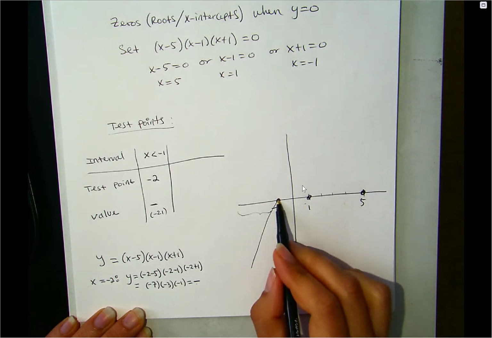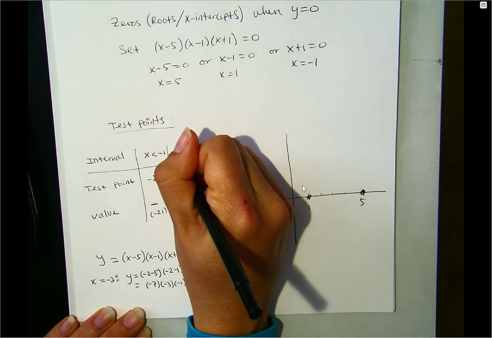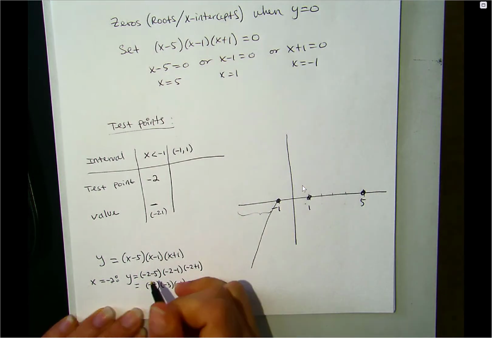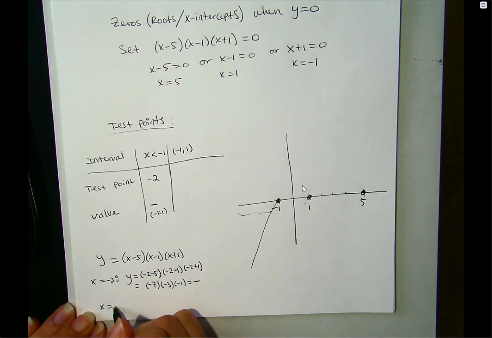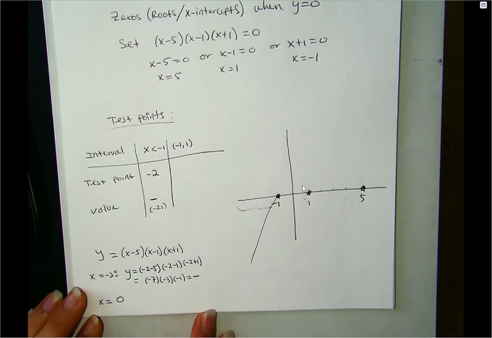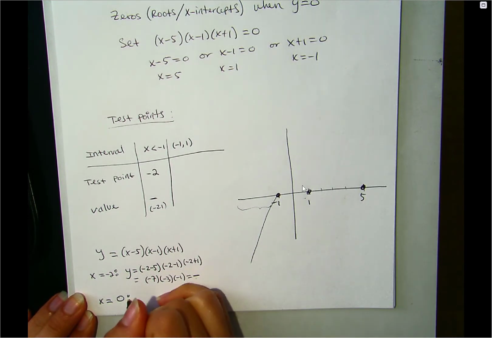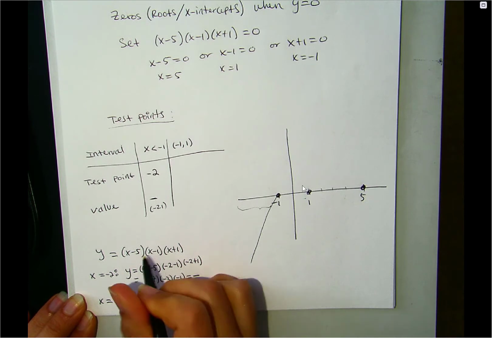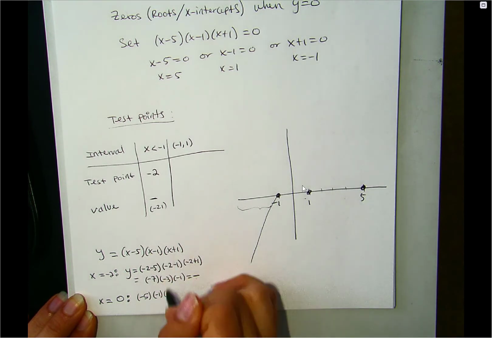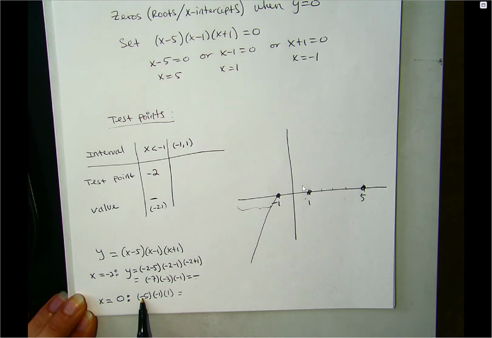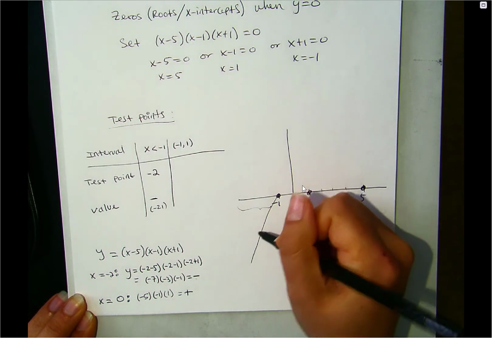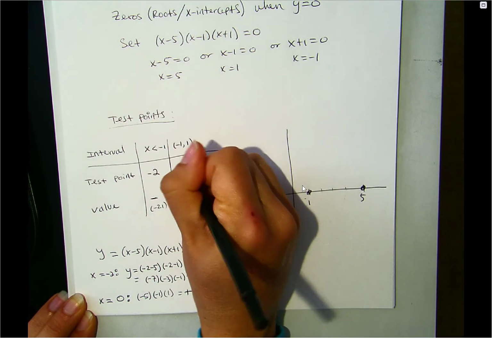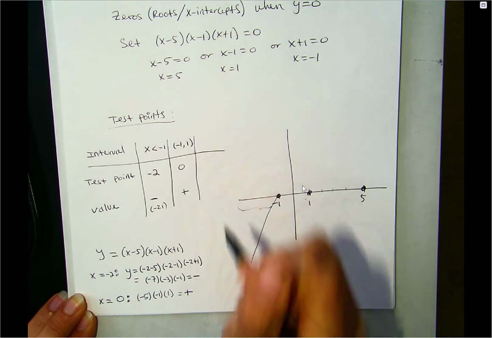And now let's look at the next interval, from negative 1 to 1. In negative 1 to 1, let's pick a test value there. And to be nice to ourselves, let's pick 0. Doing math with zeros is fun, unless it's in the denominator. So when x is 0, plug it in. 0 minus 5 is negative 5, 0 minus 1 is negative 1, and 0 plus 1 is 1. So now notice that I have negative times a negative is positive. I'm going to end up with a positive 5, but all I really care about is the sign. So my test point is 0, and the value is positive.